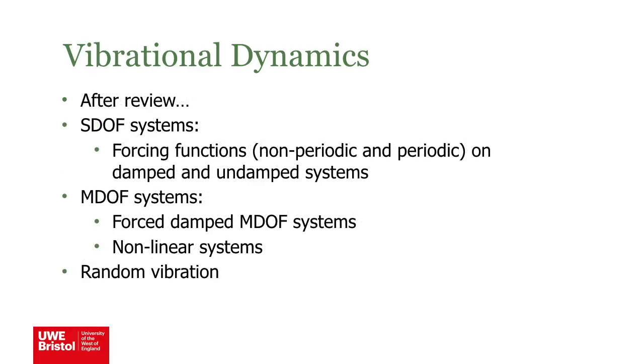So what does the content look like? Well, I will obviously do a review of the material from level 1 and level 2 to make sure you can remember it all. Then in terms of single degree of freedom systems, we look at different forcing functions, both non-periodic and periodic, on both damped and undamped systems. With multiple degree of freedom systems, we look at forcing of damped and undamped systems, and we also look at some ways to deal with nonlinear systems and how to derive the equations of motion and linearize them to make them easier to analyze. And lastly, we cover a section on random vibration, because obviously this is a significant portion of vibrational dynamics.